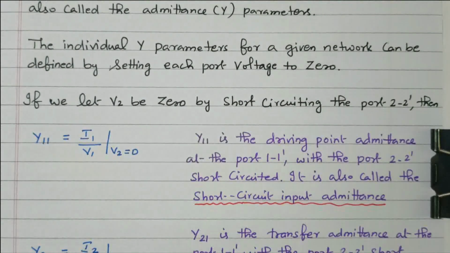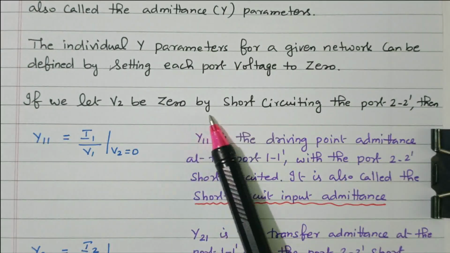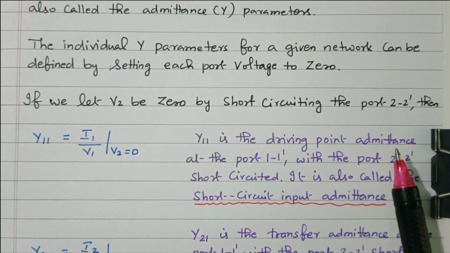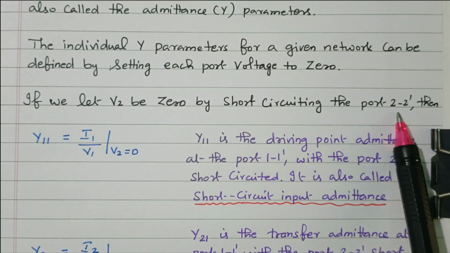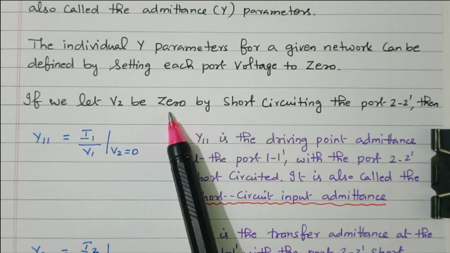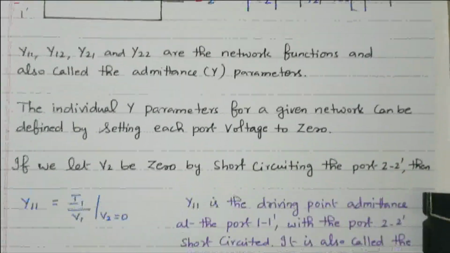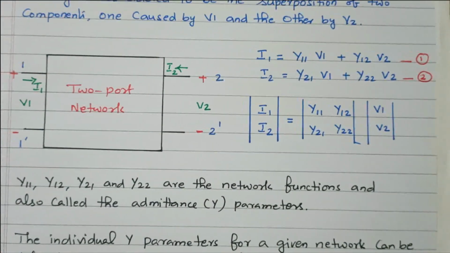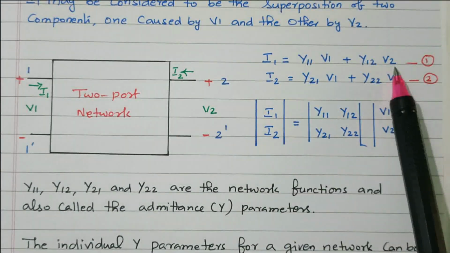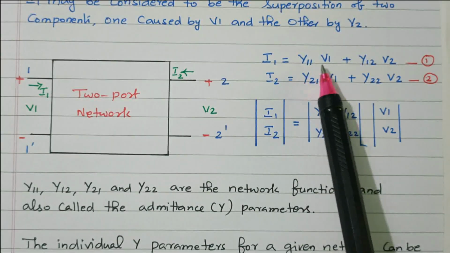The first one: let V2 be 0 by short circuiting port 2 dash. First we are short circuiting the output port 2 dash, that means V2 is 0. Now we'll refer to the equations. If V2 is 0, what happens? Refer to these two equations, I1 and I2. V2 is 0, so this term is 0, and we only have I1 equal to Y11 V1.